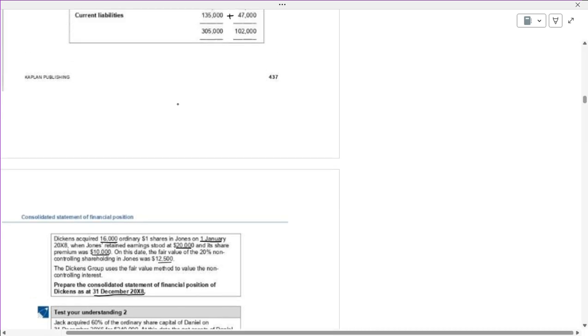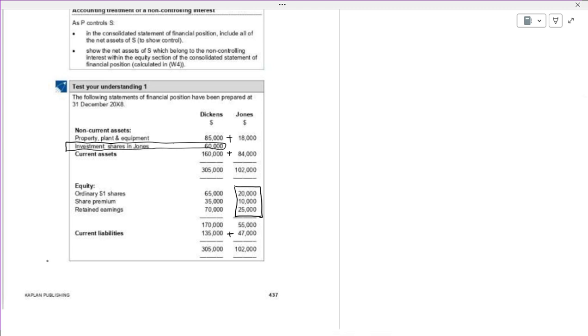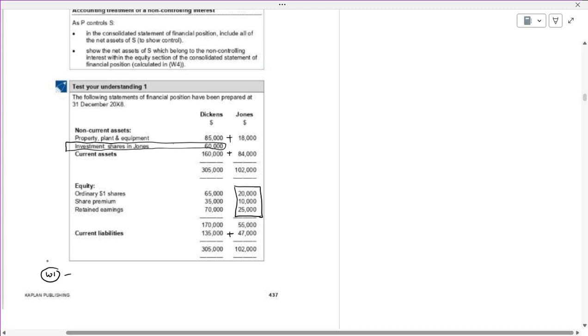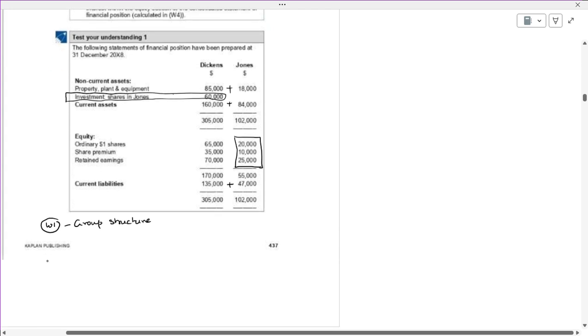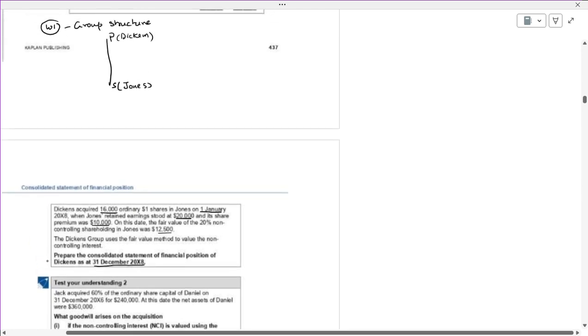Now, the first thing you have to do, make it a point: Working 1 is the group structure. This is the parent, this is the subsidiary. Which one is the parent? Parent is Dickens. Any doubt, anywhere, you ask me, okay? Subsidiary is Jones. How much have they purchased? Tell me. What is the percentage?